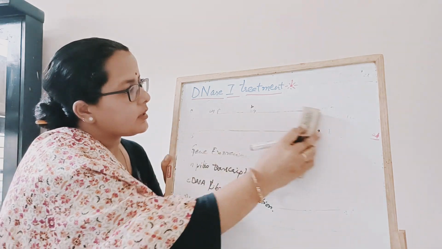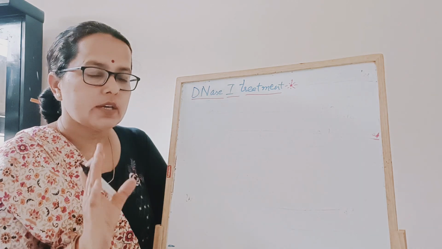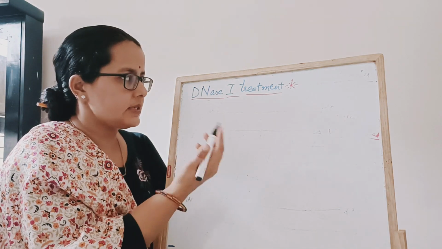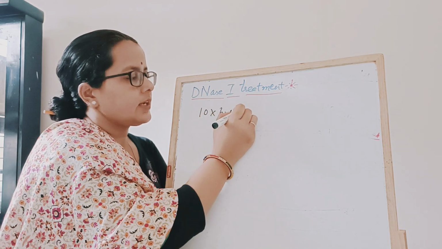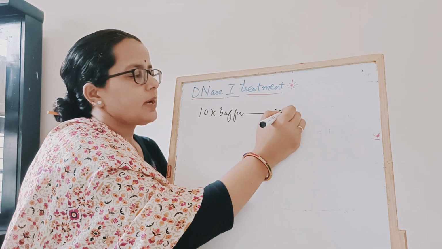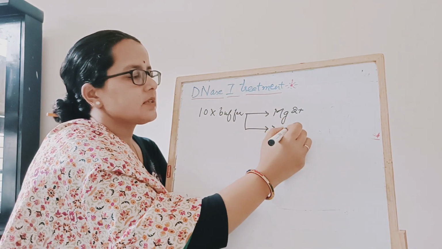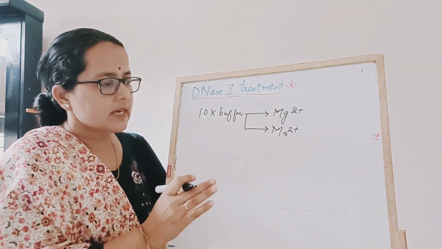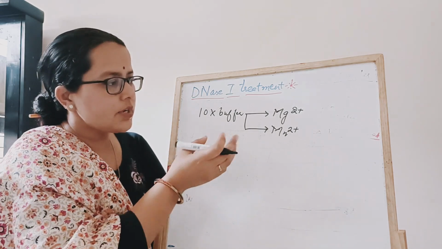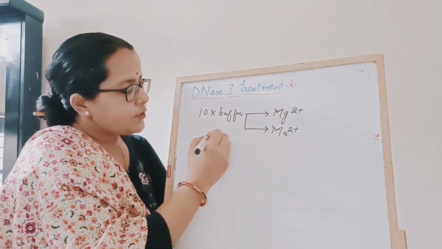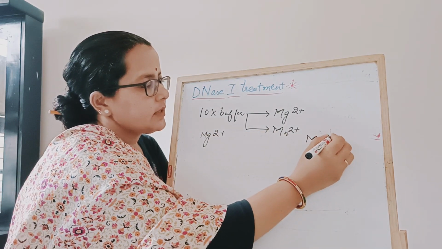Now, the components of DNase treatment. Two different types of buffers are provided along with the DNase I enzyme. One is 10x buffer with magnesium ion, and the second is 10x buffer with manganese ion. Both ions have different preferences. So how will they be utilized? Let us see.